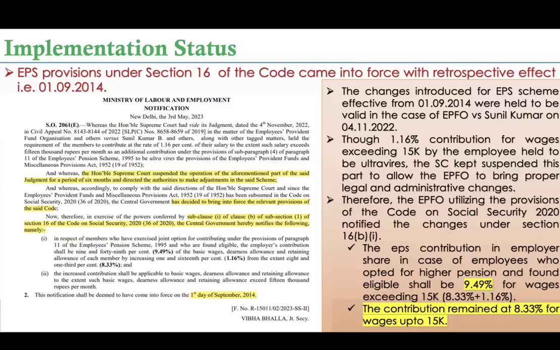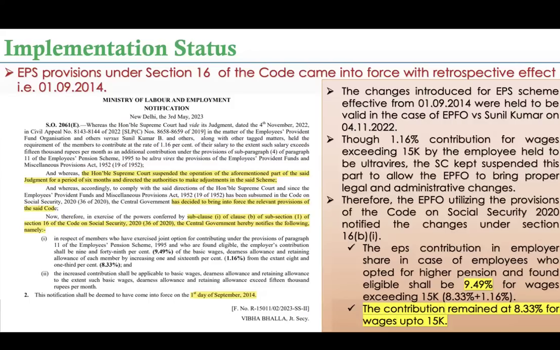So from 1/9/2014, what they changed is, first of all, they introduced the wage ceiling criteria for EPS as well, including EPF, that you know already. For EPF, the ceiling was already there, and for EPS, the ceiling was also introduced, subject to 15,000 rupees. And up to 15,000, there is one more contribution which is being paid by the central government. That is 1.16% of the contribution to the EPS that the central government pays.